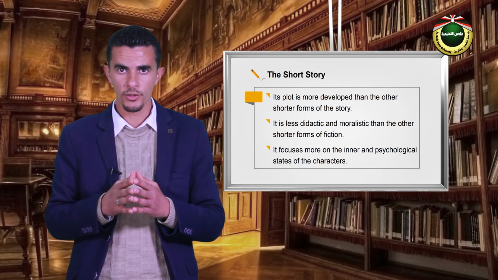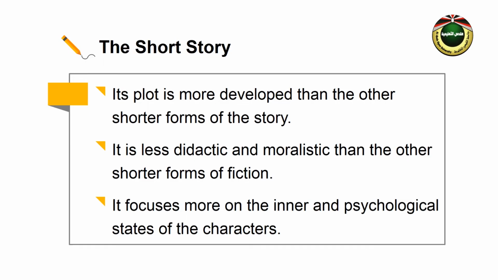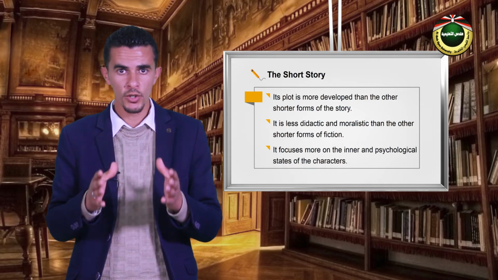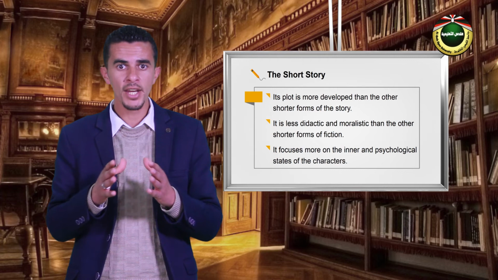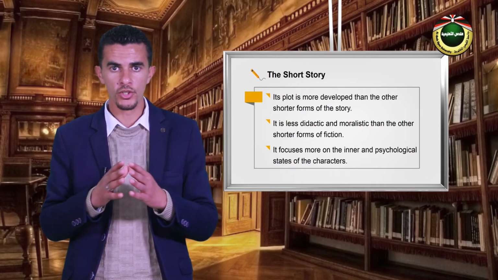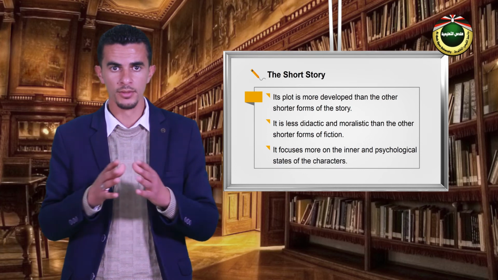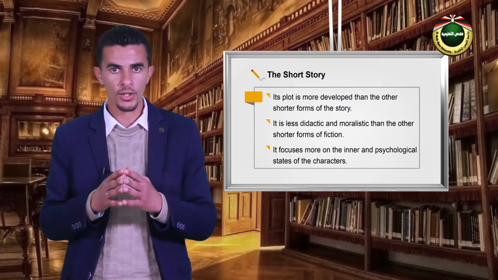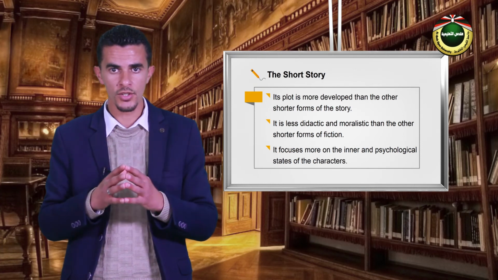And the last type of short fiction is the short story. It is more complex than the previous types except the novella. Its plot is more developed than the other shorter forms of the story. The short story usually revolves around the main idea and one single condensed plot. It is also less didactic and moralistic than the other shorter forms of fiction. The narrative technique of the short story is creative and subtle. It also focuses more on the inner and psychological states of the characters.